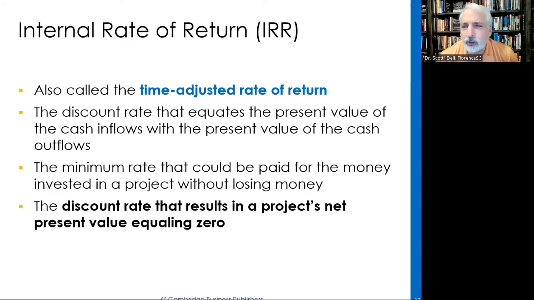Now we got something called internal rate of return. We're not actually calculating a present value dollar amount. We're actually calculating what is the rate of return of this investment as a percentage. And the discount rate that equates the present value of the cash inflows to the present value of the cash outflows. So where we have a zero NPV, we're going to calculate a percentage rate. It's almost like a break-even analysis that we're doing in managerial accounting. So this is a zero net present value. What is that rate of return that we are anticipating? And the minimum rate that could be paid for the money invested in a project without losing the money. And again, NPV would equal zero based on that rate.